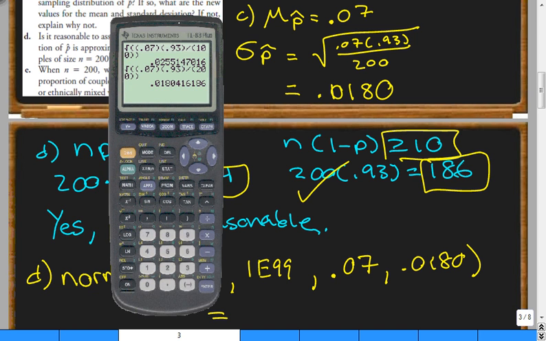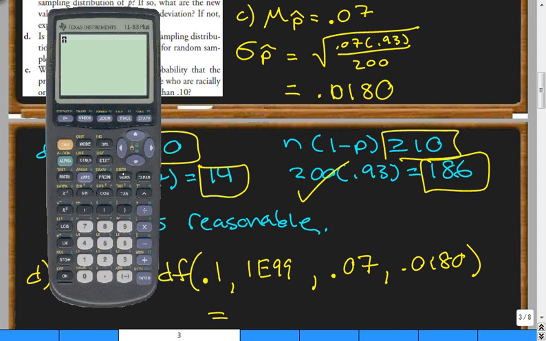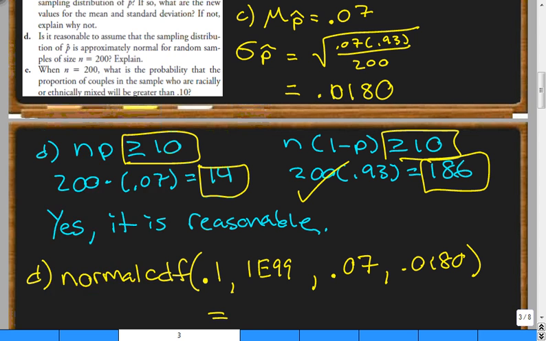So when you go and plug this in, you go to second distribute using normal CDF. Our lower bound is 0.1 because we're doing at least 10%. Our upper value we'll do is 1e99, just because that's the highest number our calculator can do. And we'll do 0.07 for our mean, and our standard deviation is 0.0180, and find our answer, and this is 0.0478. That's the same thing as 4.78%.